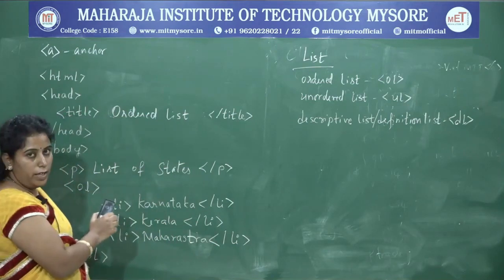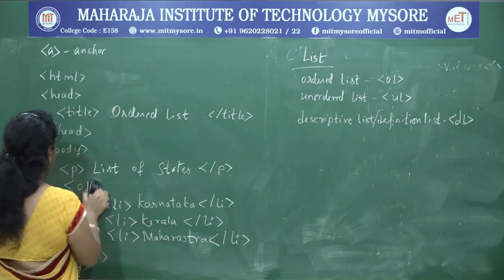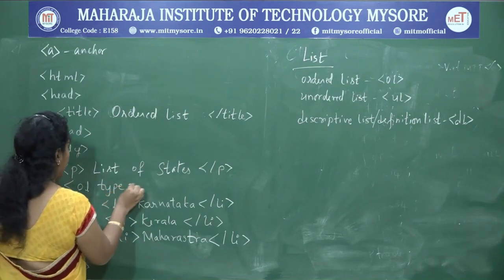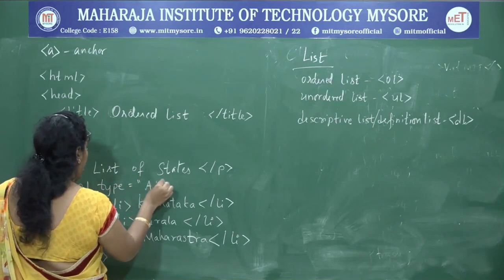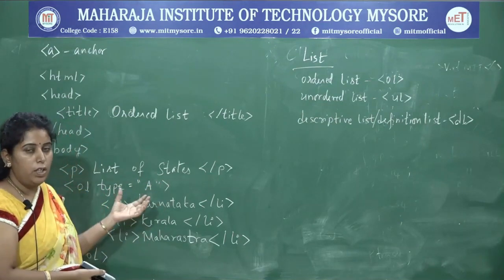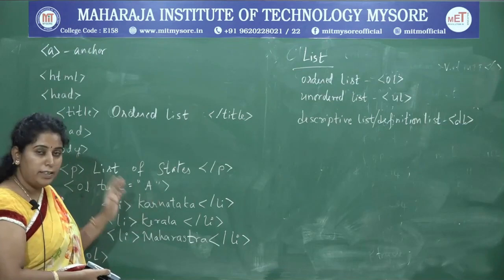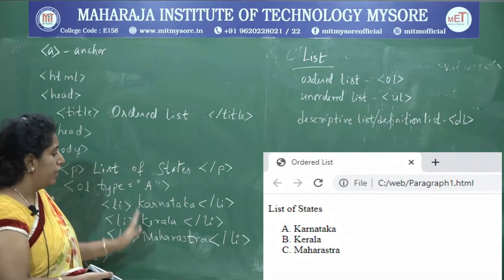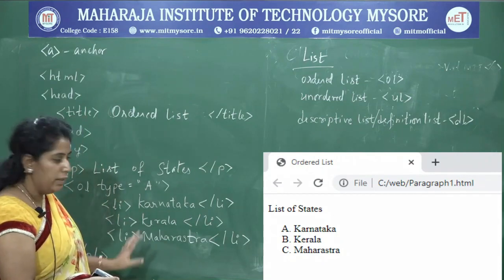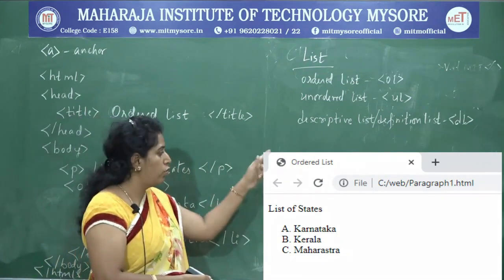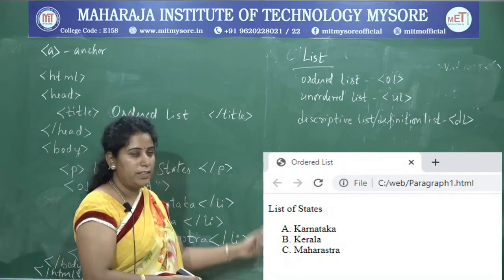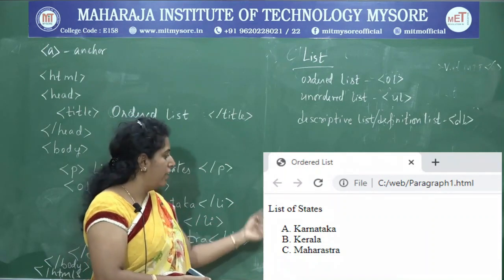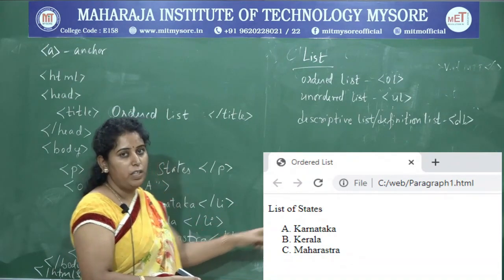And here you can also modify the ordering. By default the order type is number, right? You can change it. How? Take an attribute called type. Instead of number, I will provide it as A. So what happens now? Instead of numbering, these will be listed in the form of ABC. After modifying, let me run the program once. Now you can check the output. See, first one A, that is Karnataka, B, Kerala, C, Maharashtra.